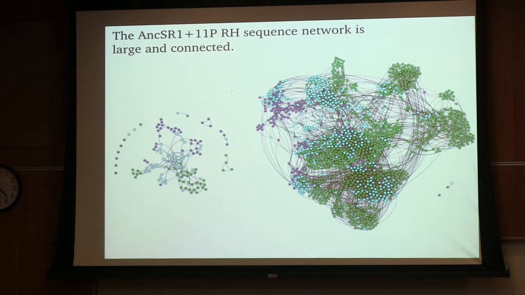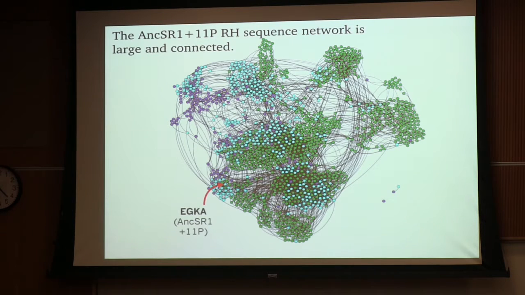Okay. Here's the sequence space of the permissive background. The ancestral network, when we include permissive mutations, is very large, and it's densely connected. There are now only two little islands out here consisting of three genotypes, and you can get from anywhere in here to anywhere else through a continuous walk. You can see where the ancestral protein is. It can get in three steps from the ancestral genotype to the historically derived genotype.